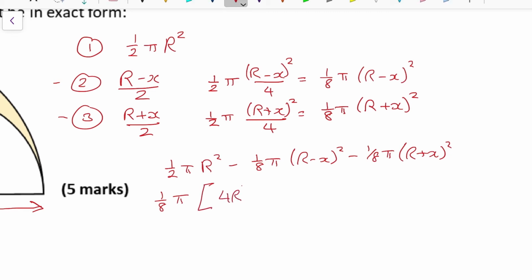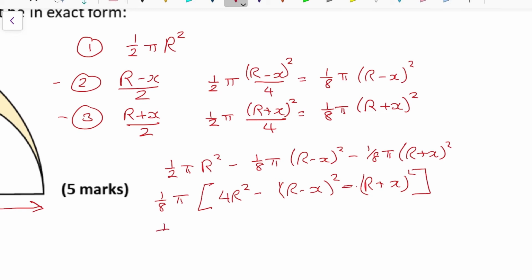And that's going to be an 1/8 pi times 4r squared, because I want the half to be replaced by 4, so when I multiply them together I get a half, minus, well, I've taken out an 1/8 pi, so it's just going to be (r minus x) all squared minus (r plus x) all squared. Okay, now I'm starting to feel a little bit better because I can see things are going to cancel here, but these x's aren't going to go away.